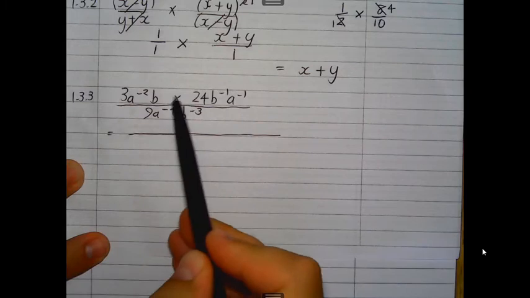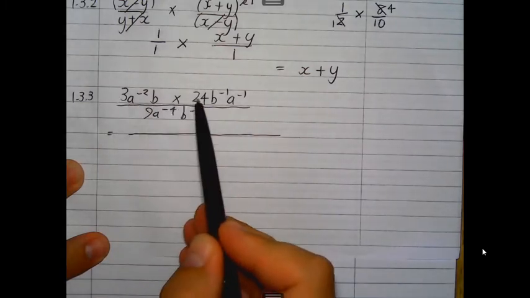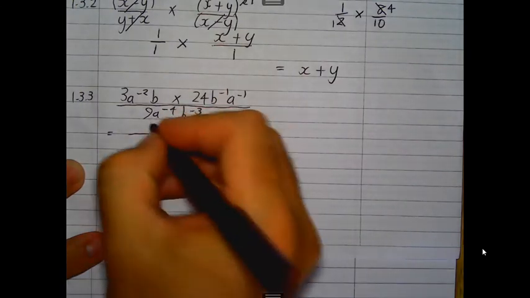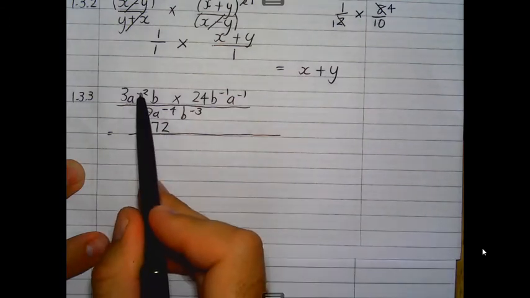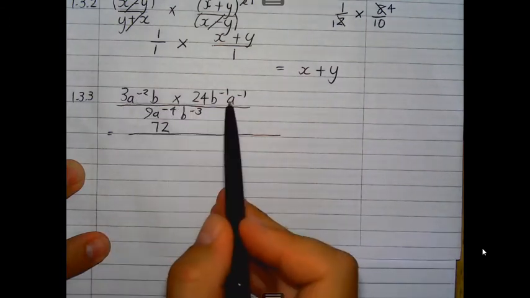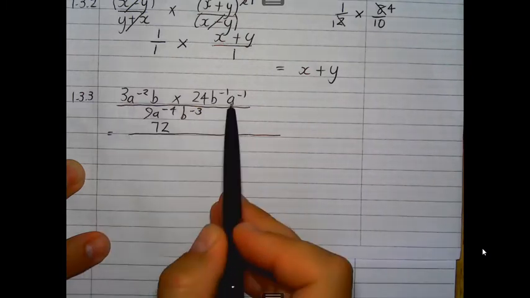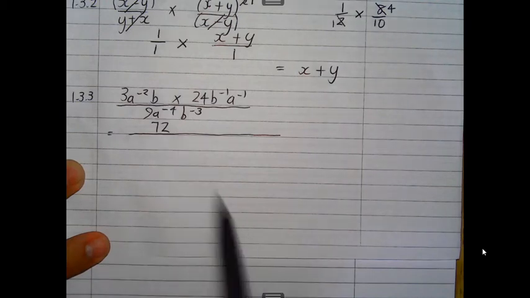That's a multiplier. First of all, 3 times 24. What is 3 times 24? It is 72. Now, a to the power negative 2 times a to the power negative 1. When the bases are the same, they're both a's, and we are multiplying them together, we simply add the exponents.